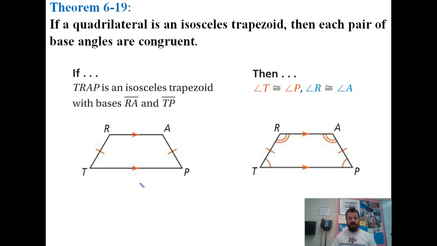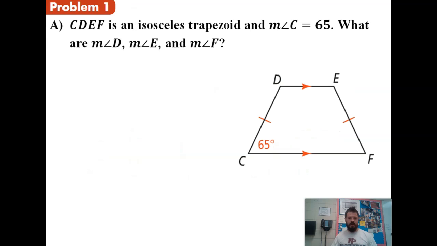So if we have our isosceles trapezoid where the two legs are marked congruent, then the base angles, the angles that share a base, as in T and P here, will be congruent to each other. Same thing with R and A. That's my other set of base angles. The other two angles that share a base, we'll say they're congruent as well. Alright, let's go ahead and use that property here.